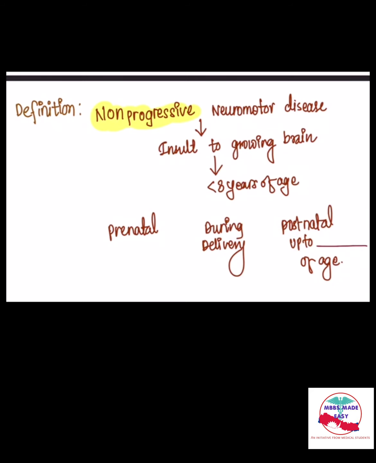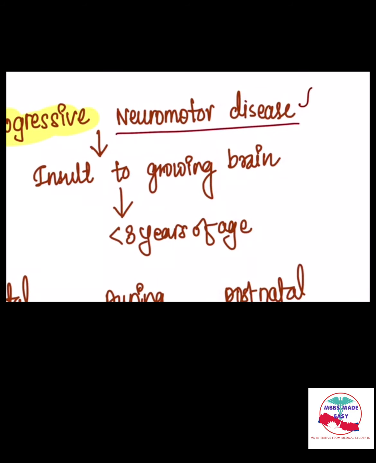And because of this non-progressive insult to the brain, there is hampering or loss of neuromotor functions. So the function affected is almost always the motor functions. And besides the motor functions, there can be some other features also. Sometimes it can be associated with abnormal body movement like seizure activities. It can be associated with mental retardation, but predominantly cerebral palsy is a disease of neuromotor functions.